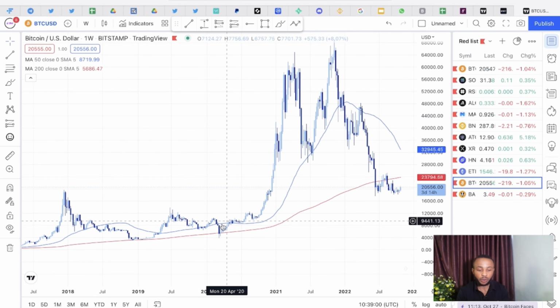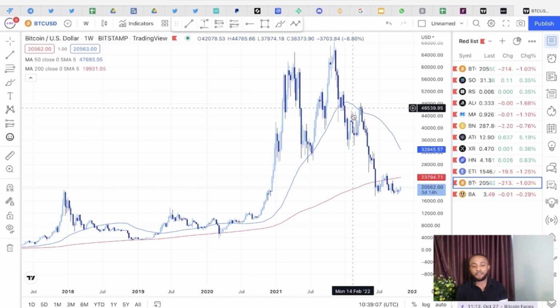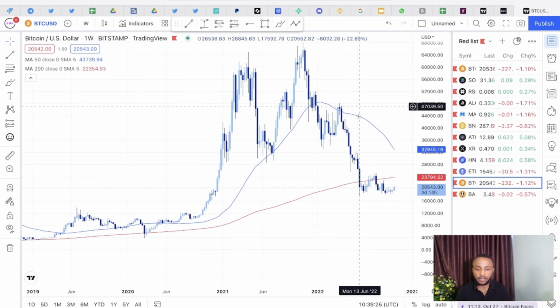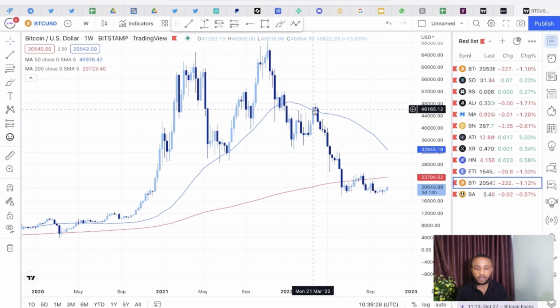Same thing here. When we went below it, we had to come down here and test the 200 weekly moving average again. So we are faced with the same scenario here. At about December 2021, price broke below the 50-week moving average, came up and tested it. It went up a little, but this is what we call a fake out. Price tested it, went a little above it, which is just a fake out, and then broke below it again.